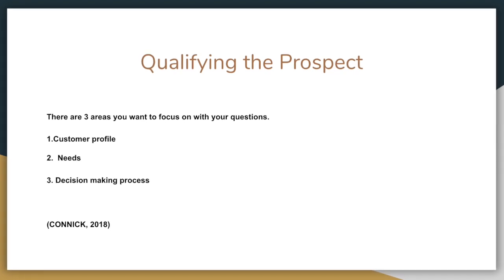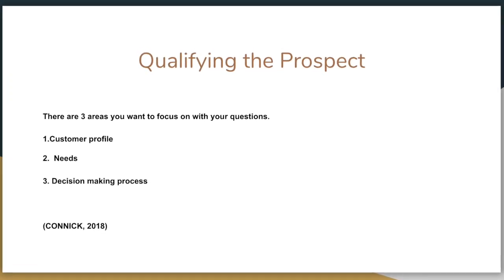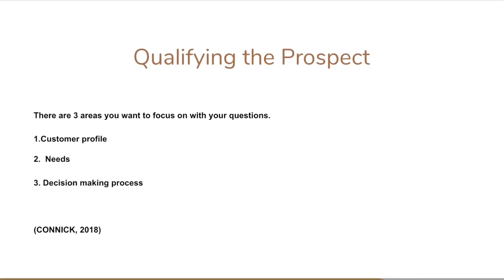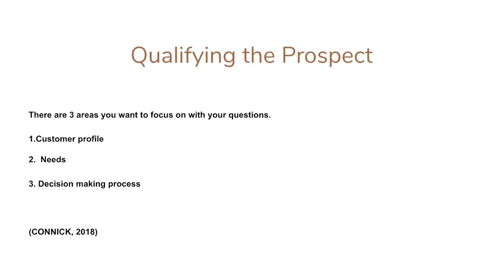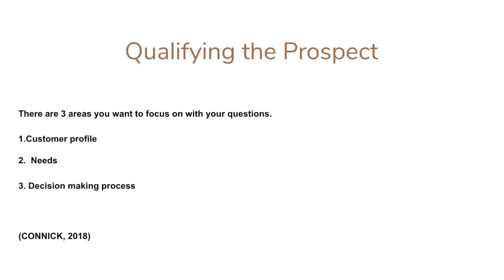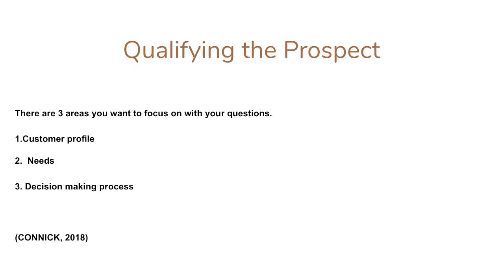The next is needs and the decision-making process. You want to be looking at how the decisions are made. For example, some organizations may have a 12-month purchasing process. If you need to close the deal in 3 months, that's no good to you. Also, if you're doing business-to-business selling, the person you speak with at the company might not have the authority to buy.